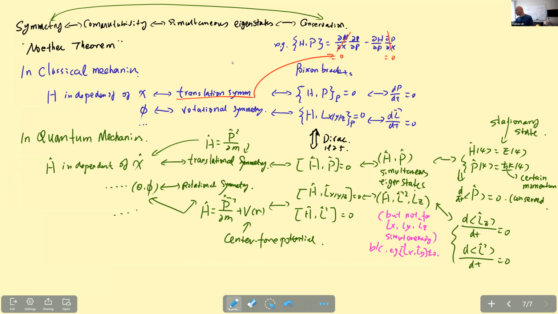Right. Some of you may ask, how is this operator related to a rotational symmetry? Okay. So I'll give you a hint.